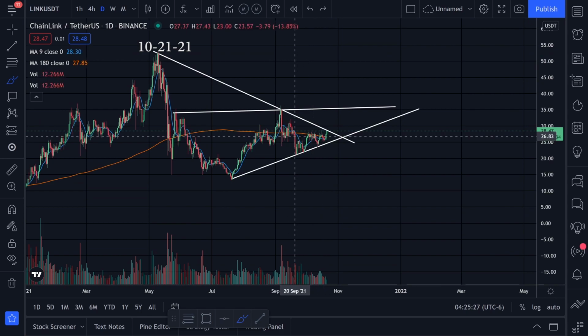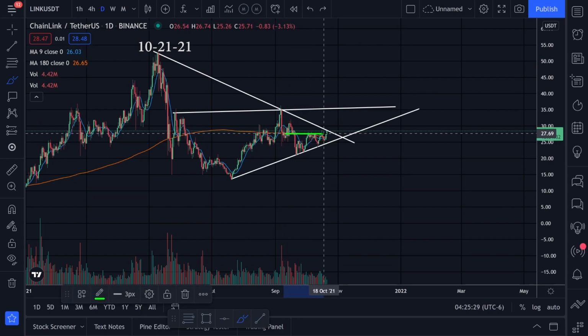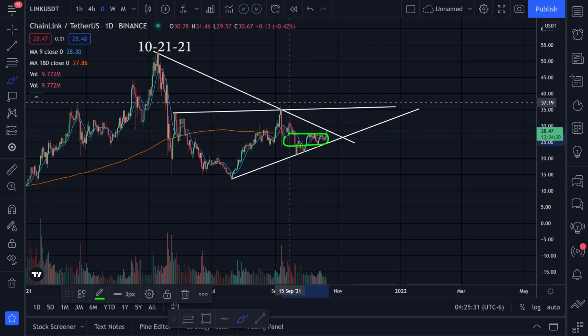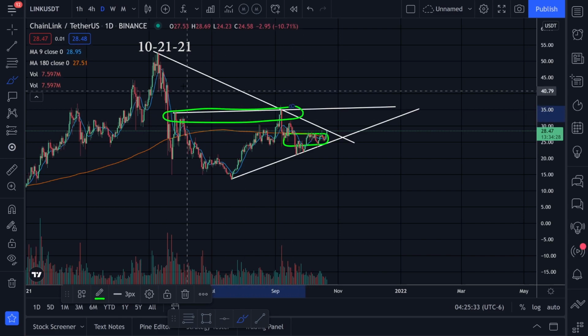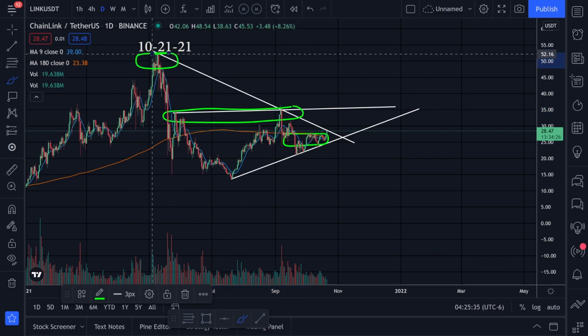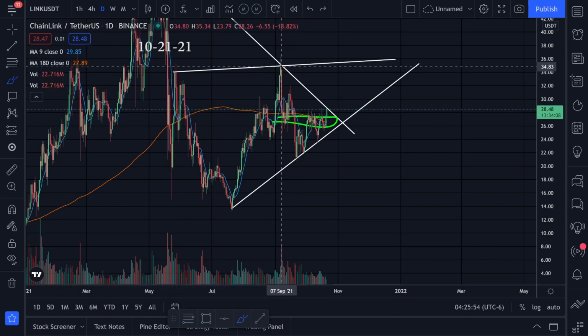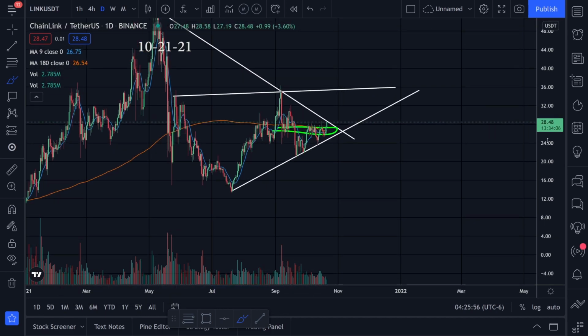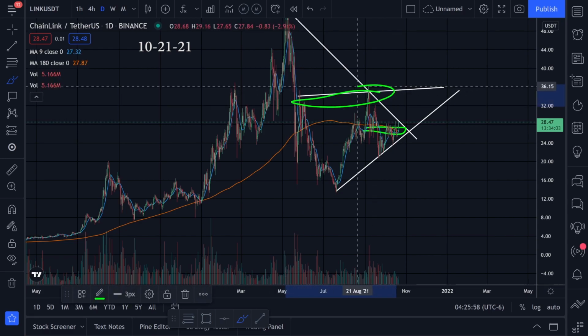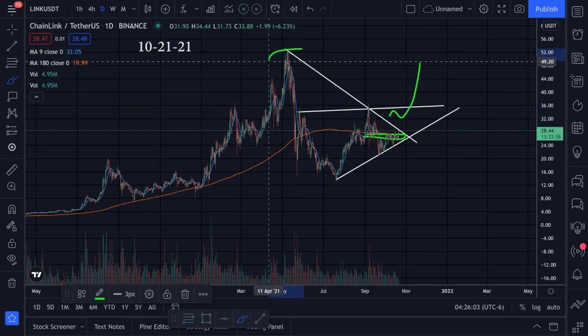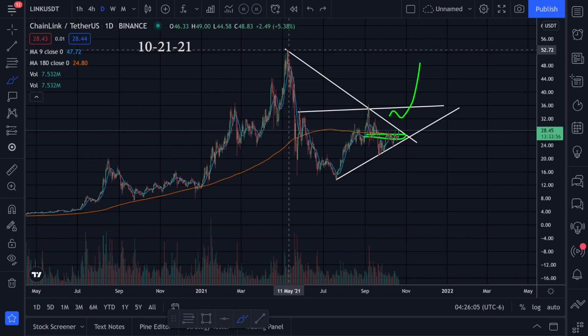In general, we have some different levels that we could be watching. We have a resistance zone right here. We have a resistance zone right here. And then we have another one up here, in my opinion. It looks like we might be breaking out of this one right here, heading to this area or maybe this area. I'll be targeting this area in general at around $35. And if we could break out of the $35 area, I'll be targeting this area up here at around 52.